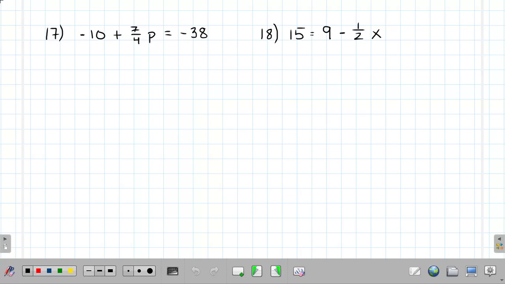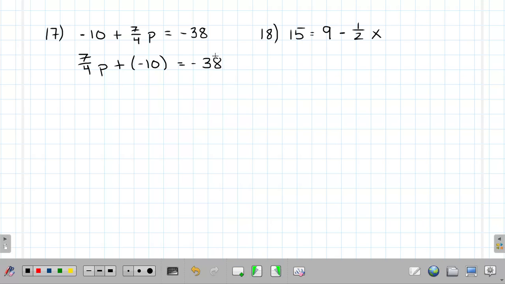So last couple of these types of questions, we have the same issues we did before, except for now we've got fractions instead of whole numbers here, okay? But the same kind of thing happens if we need to. This is addition, so we can flip this around and say this is 7/4 p plus negative 10.